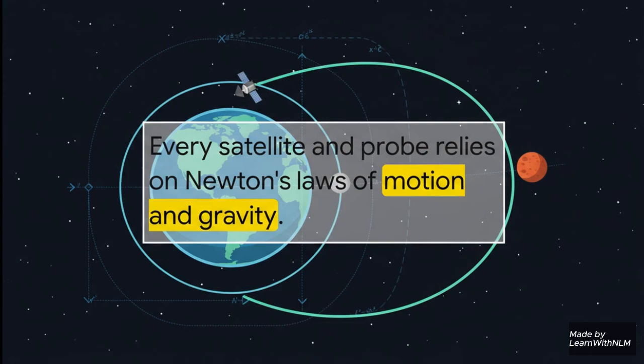And what about our biggest adventures? Every single satellite we launch into orbit, every probe we send to another planet, is a direct result of us understanding the laws of motion and gravity that Newton figured out centuries ago. We are literally navigating the solar system using 17th century physics.